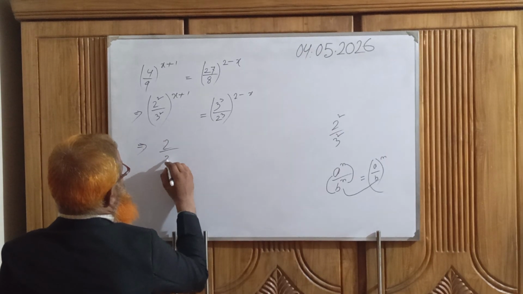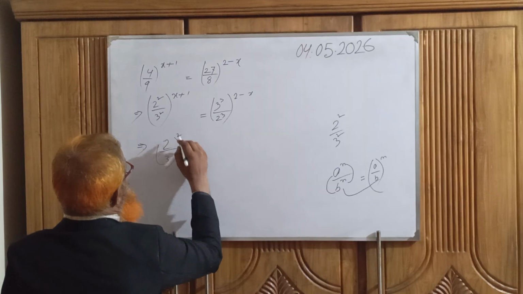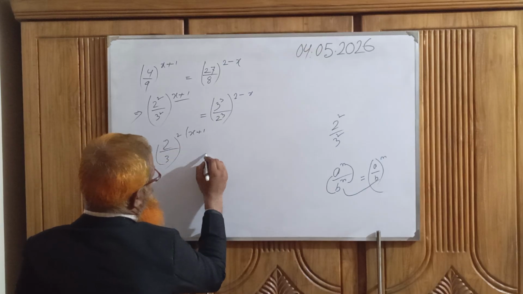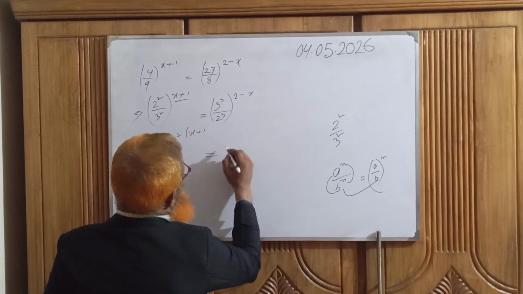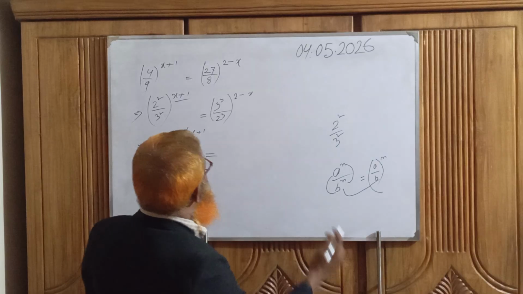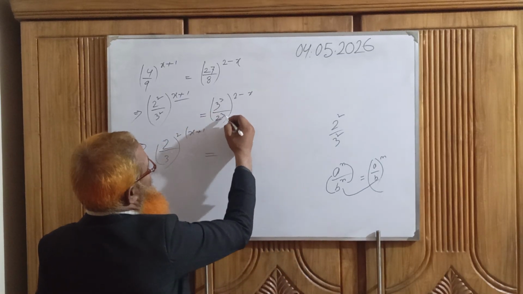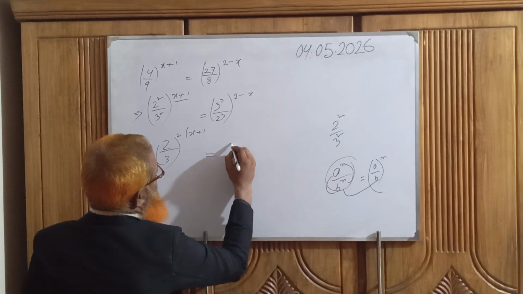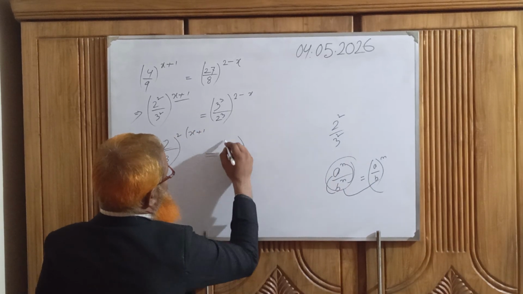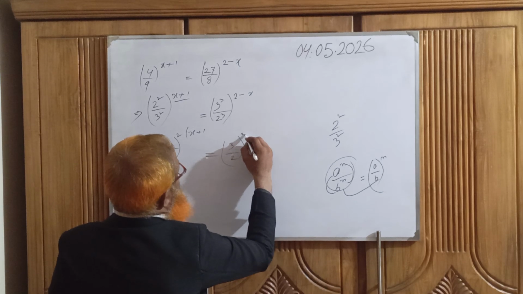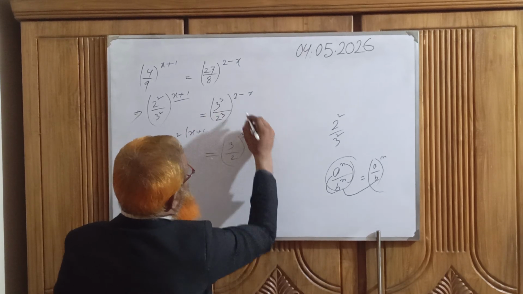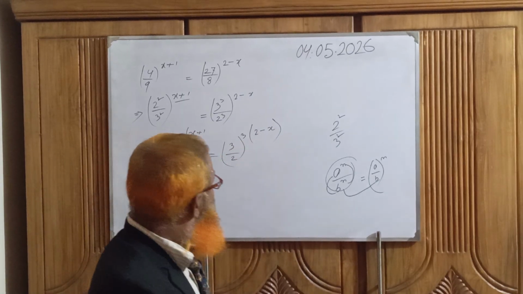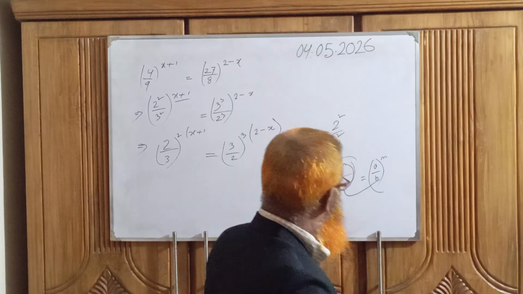2 by 3 square, and here power bracket x plus 1 is equal to, 3 and 2 are not equal, but power 3 and 3 are the same, so we write like this: 3 by 2 power 3 and bracket power 2 minus x. What should we do next?